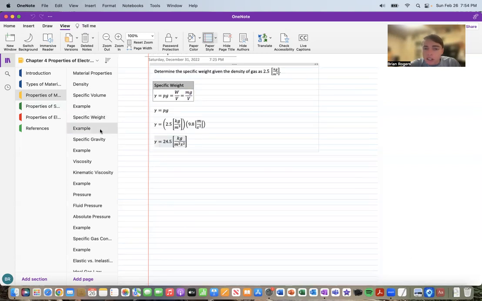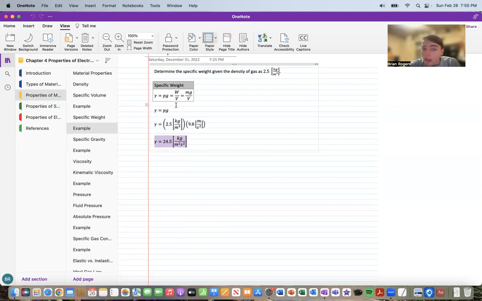Basically, we're going to determine the specific weight given the density. So density, remember, is symbolized by ρ. And so specific weight can also be density times the gravitational constant. Plugging those in, you're going to notice the meters cubed is going to cancel one of the meters here, so you're going to get meter squared in your denominator. And in the numerator, you have kilograms. Then in your denominator, it's meter squared times second squared. And so that's how you solve for specific weight.